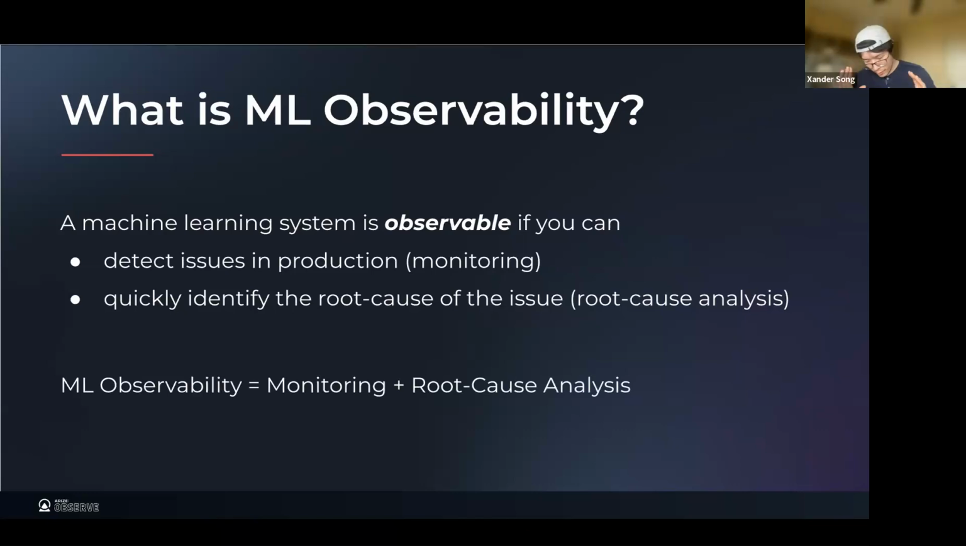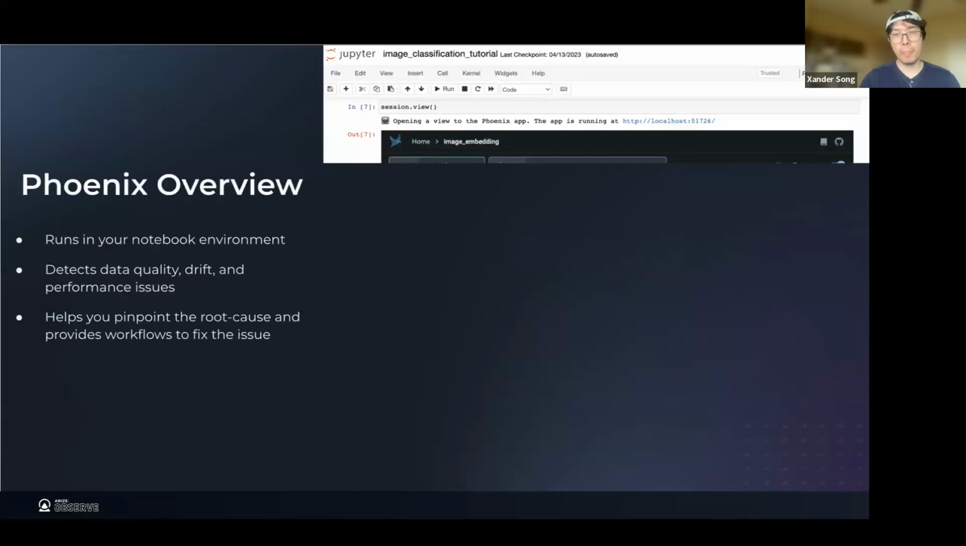So again, if there's one thing I want you to take away from this whole workshop, it is this equation right here. What is ML observability? ML observability is monitoring plus root cause analysis. And importantly, monitoring all alone is not enough to make your machine learning system observable.